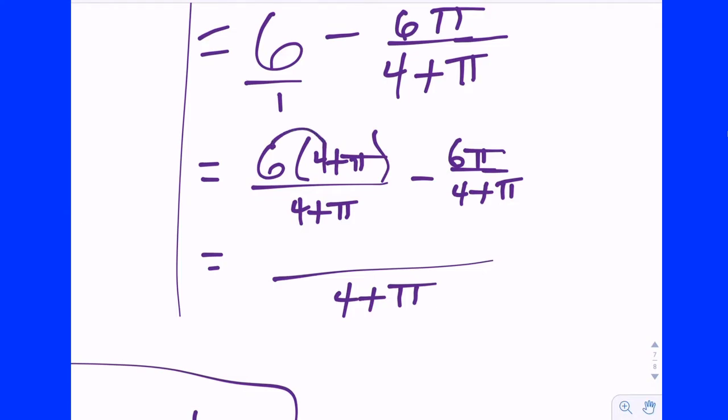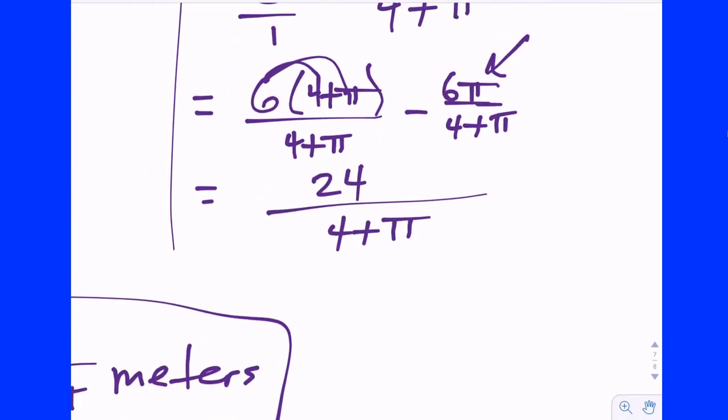So if I distribute, I get a 6 times 4, that is a 24. And then I get a plus 6 pi minus 6 pi, holy bovine. What are we left with? 24 over 4 plus pi. That is the overall height in meters.